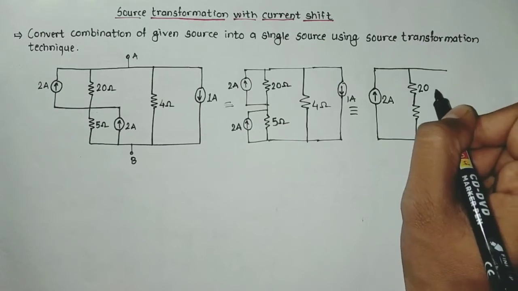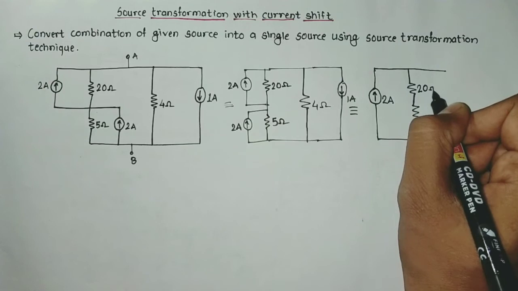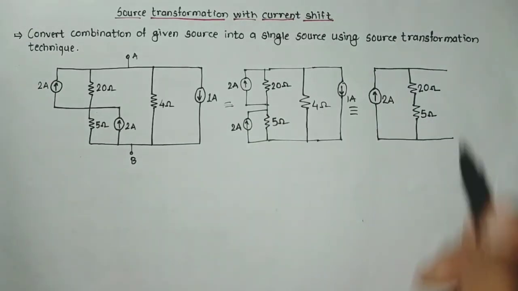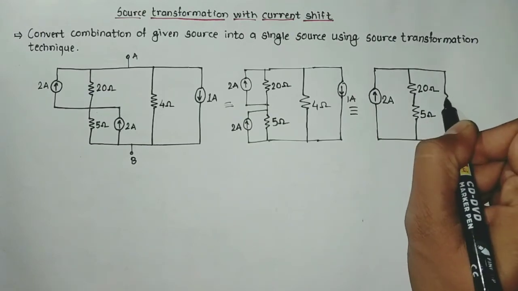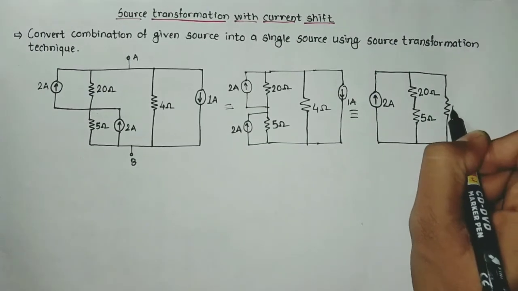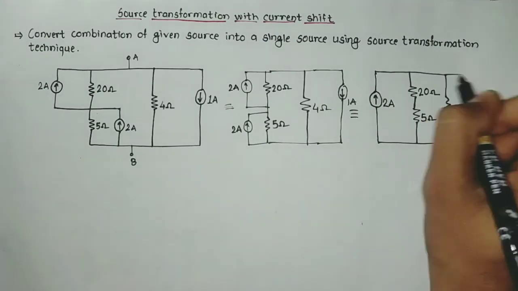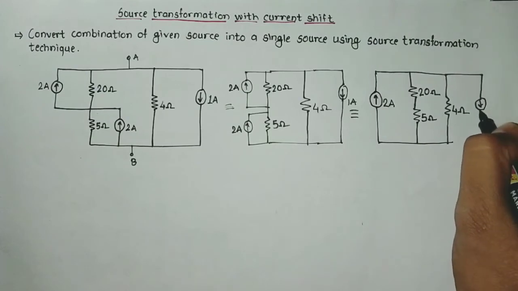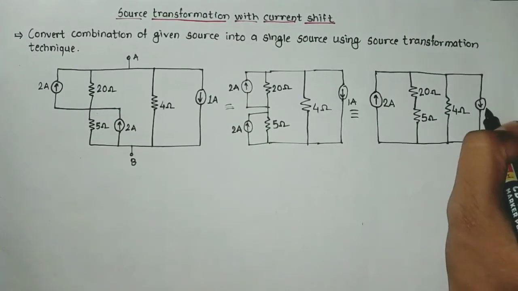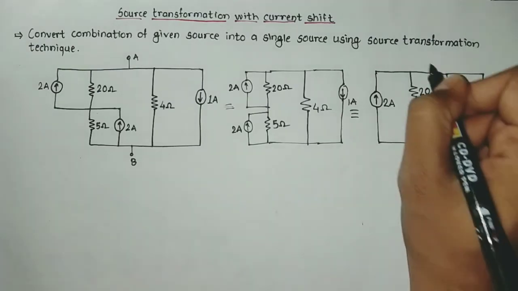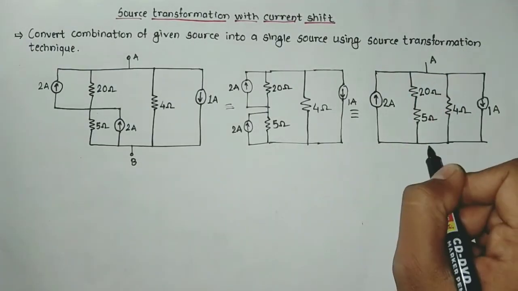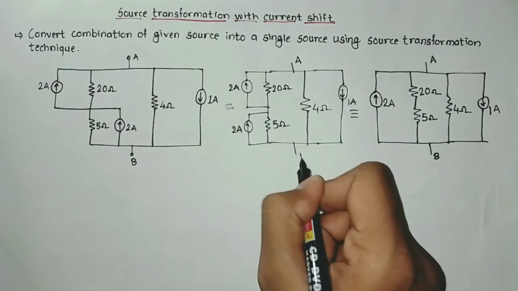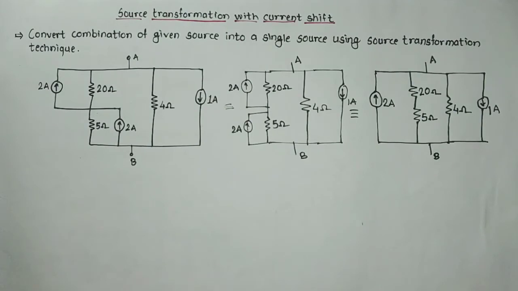So this is a 20 ohm resistance and this is a 5 ohm resistance. Now they are parallel with the 4 ohm resistance here, with this one ampere source. This was our node A and this is our node B. Similarly, node A and B are here.